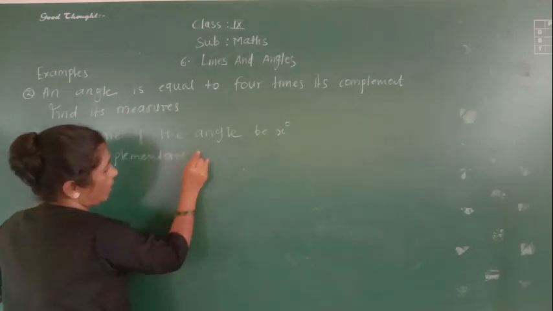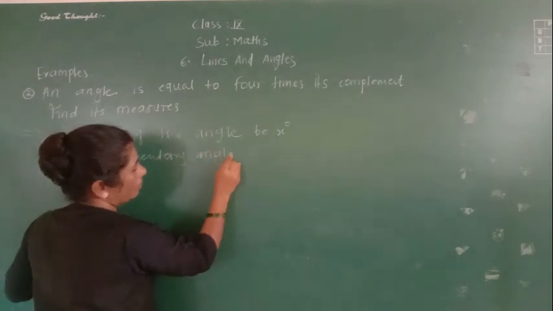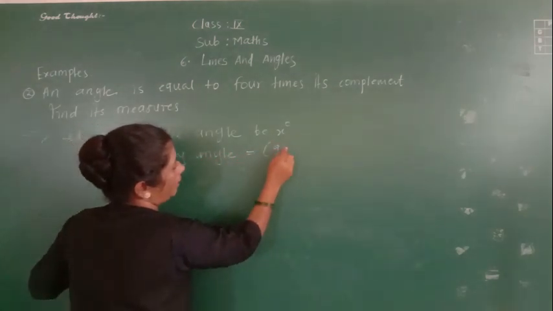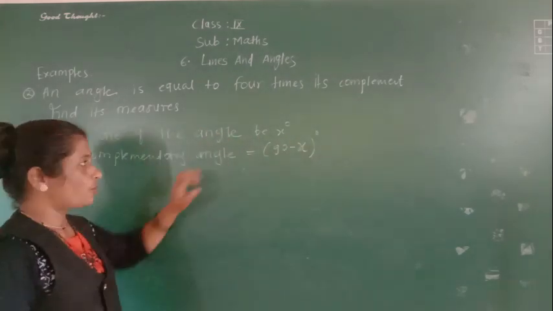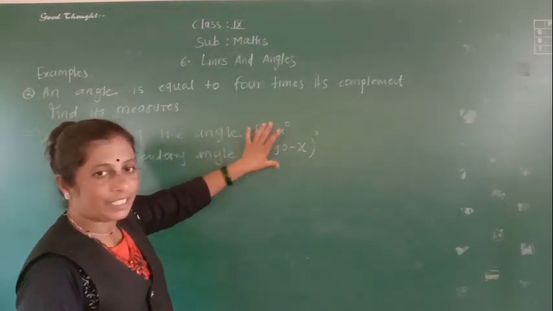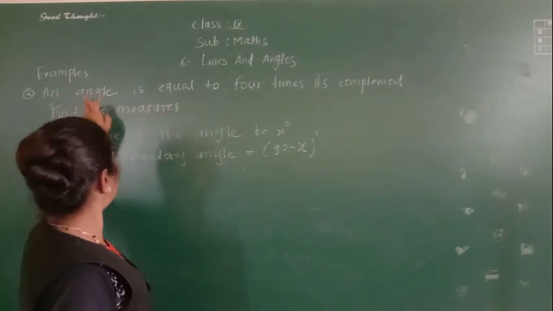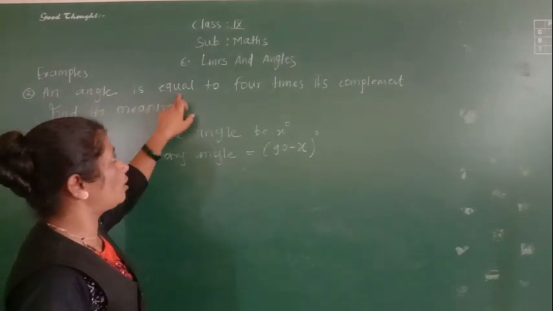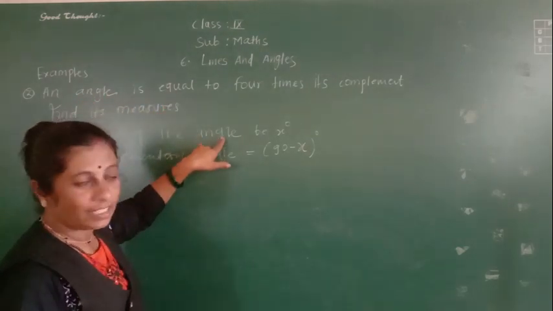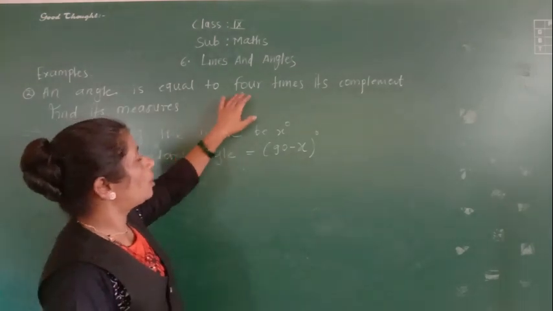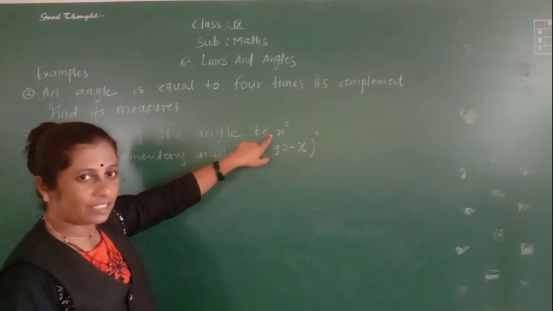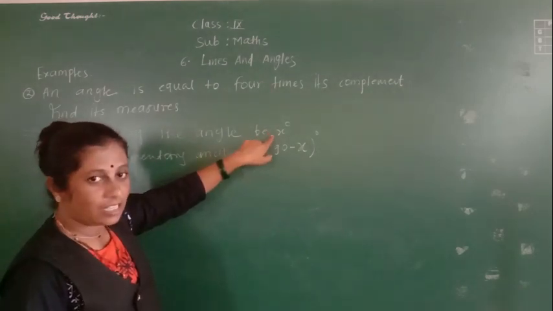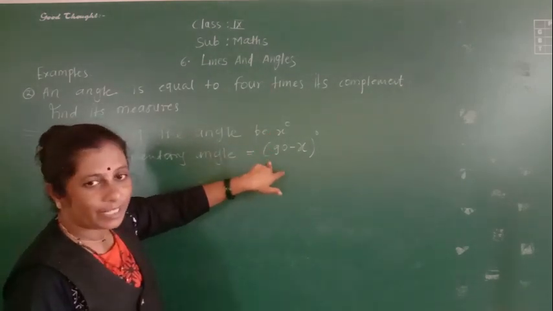Complementary angle, what will be there? 90 minus x degree will be there, right? So these two angles are complementary angles. Now according to the condition, an angle is equal to 4 times its complementary angle. So this is the complementary angle of this angle, right? So an angle is 4 times its complementary angle.